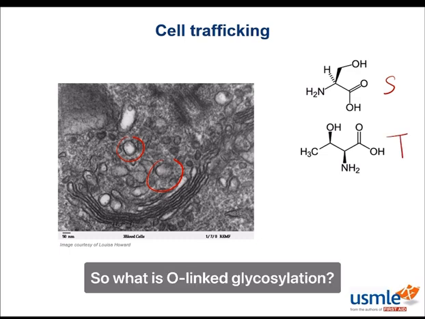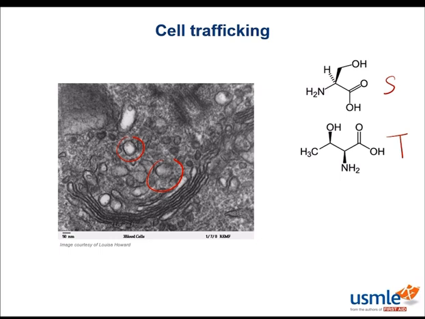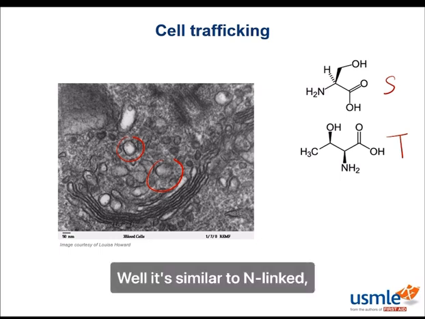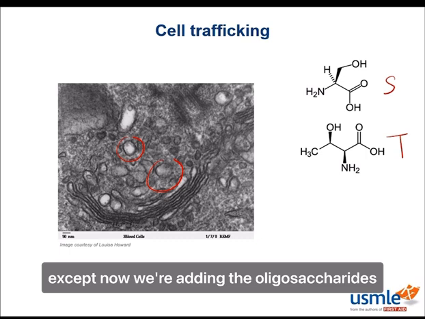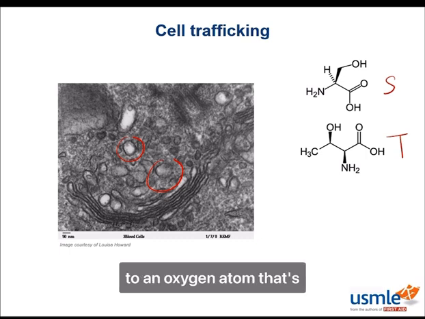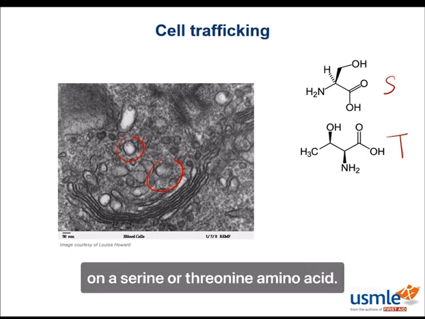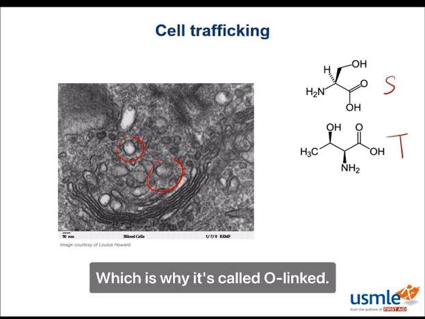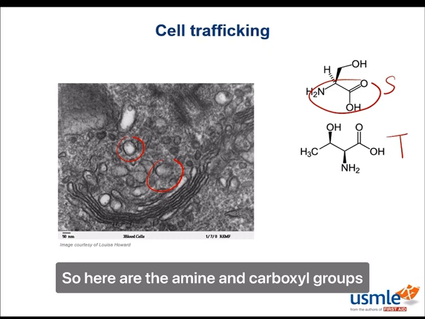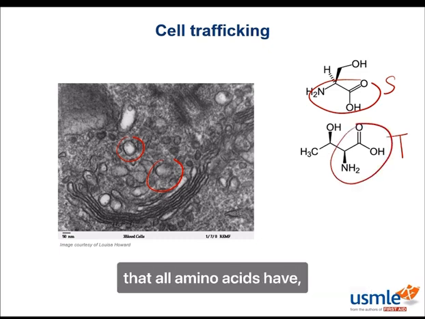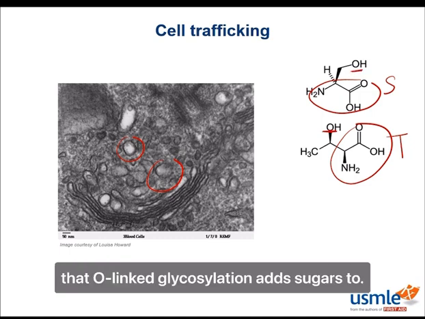So what is O-linked glycosylation? Well, it's similar to N-linked, except now we're adding the oligosaccharide to an oxygen atom that's on a serine or threonine amino acid, which is why it's called O-linked. So here are the amine and carboxyl groups that all amino acids have, and here are the oxygen atoms that O-linked glycosylation adds sugars to.